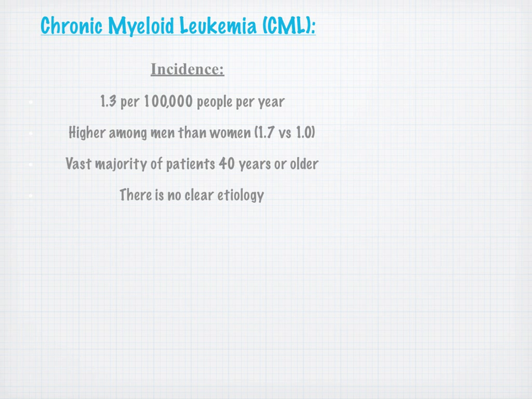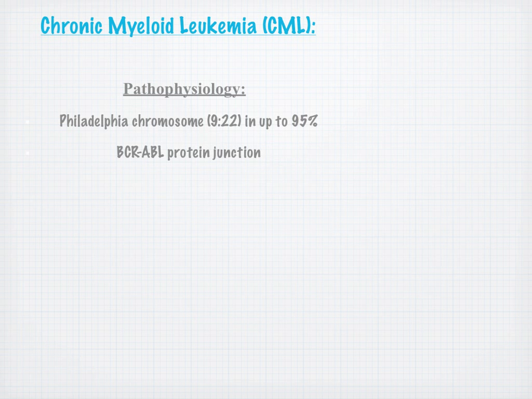The incidence is, you can see there, and you can also see that it's higher again in men than women, and the vast majority of the CML patients are 40 years or older. And there's no clear etiology. The pathophysiology may be a genetic component, so there you go. Chromosomal anomaly, called the Philadelphia chromosome.